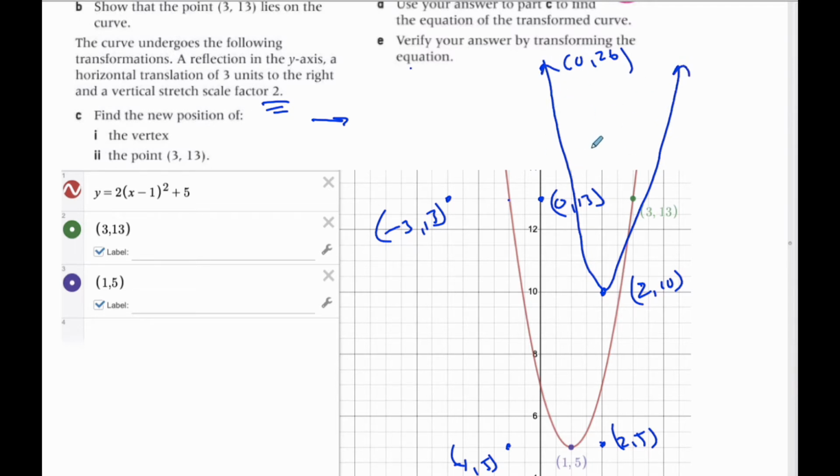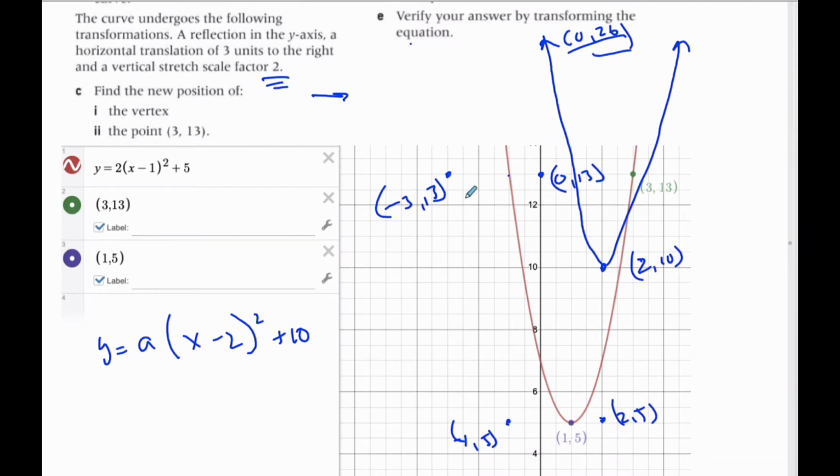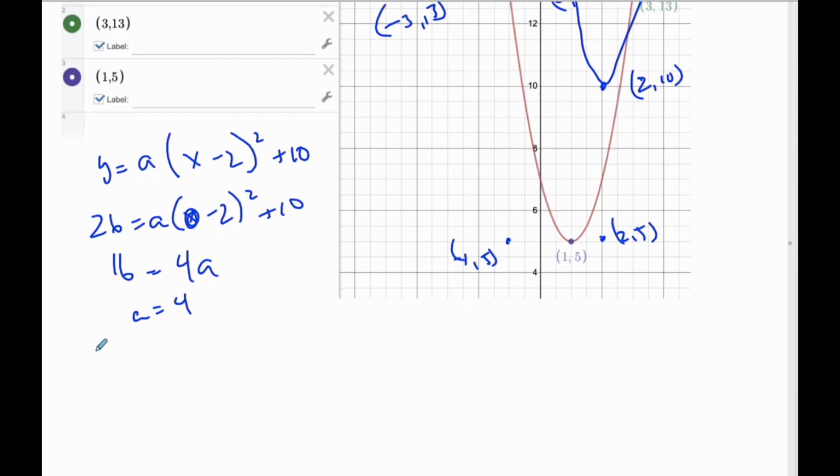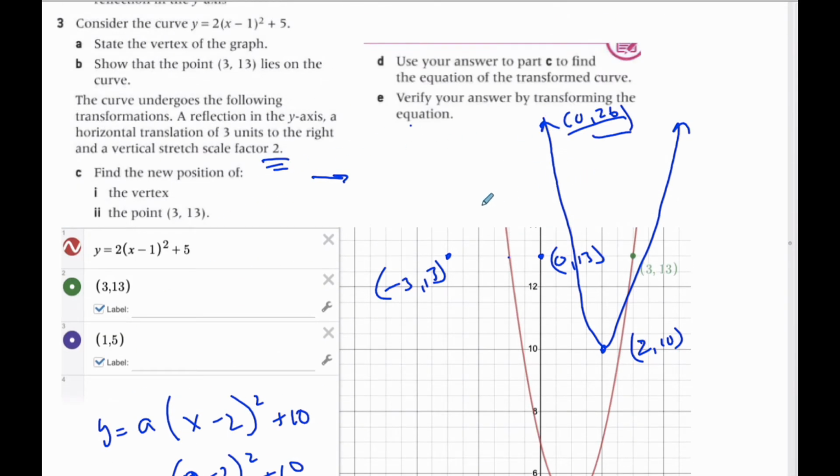And based upon that, I can find the equation. I know that y is equal to, I'm not sure about the horizontal stretch or vertical stretch altogether, but I do know it's going to be a(x - 2)^2 + 10 because of the vertex. And if I want to find what a is, I use this point here, so 26 is equal to a(0 - 2)^2 + 10, which will be 16 is equal to (-2)^2 which is 4a, and so a is 4. And so I get y = 4(x - 2)^2 + 10. Okay, and that's using the idea of the transformations, keeping track of the points, and then building the equation from our transformations. That is how we could do C part.